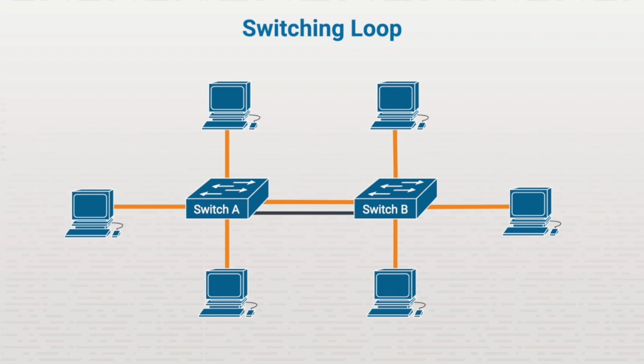The same thing would happen to the signal coming in from the bottom. It would loop through switch B and back to switch A. This is basically what a switching loop is. It's bad because data is now circling around the network as fast as the switches can process the frames. This is the beginning of what's called a broadcast storm, and it can take down your network very quickly.